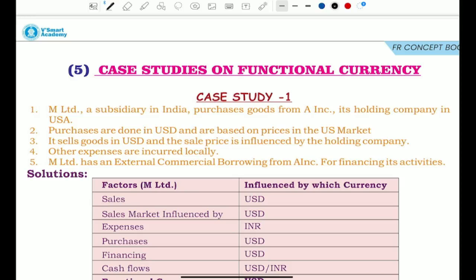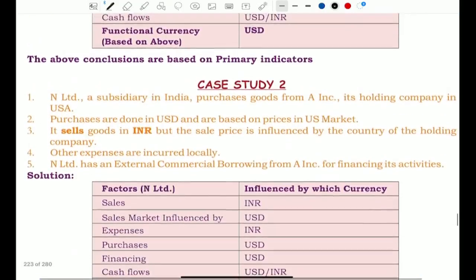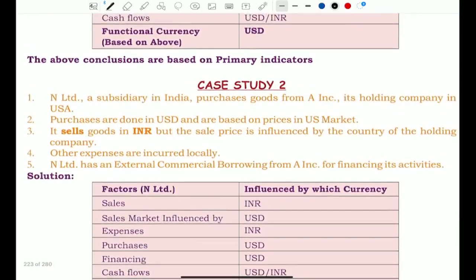Guys, understood or not? Come to the second case. N Limited, a subsidiary in India, purchases goods from A Incorporation, its holding company in USA. Purchases are done in USD based on the price in the US market. It sells goods in INR, but the sale price is influenced by the country of the holding company.